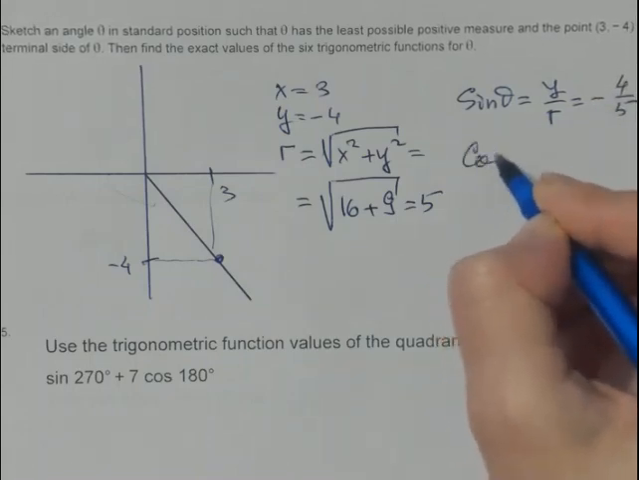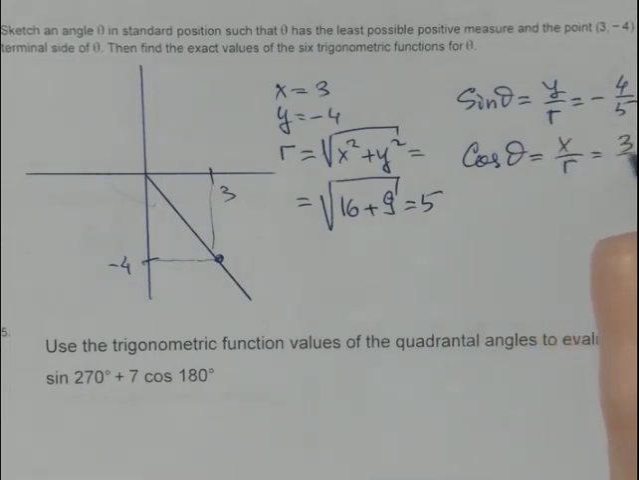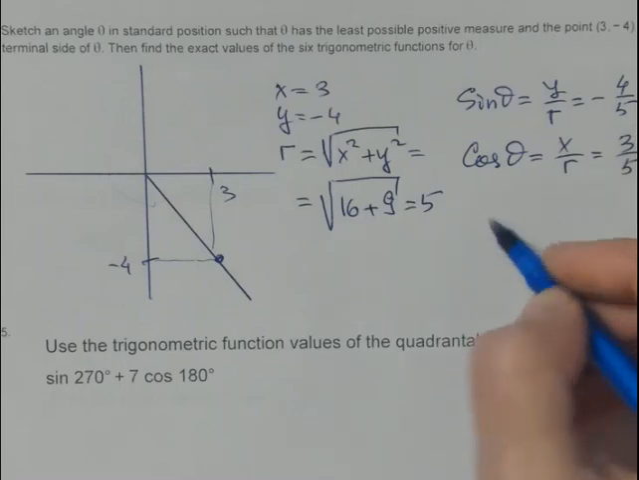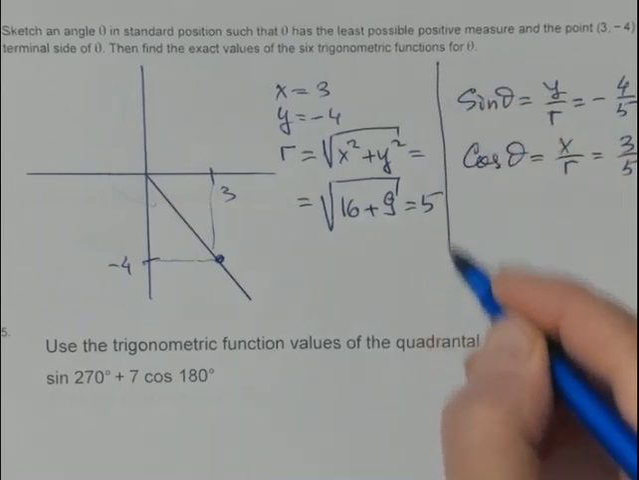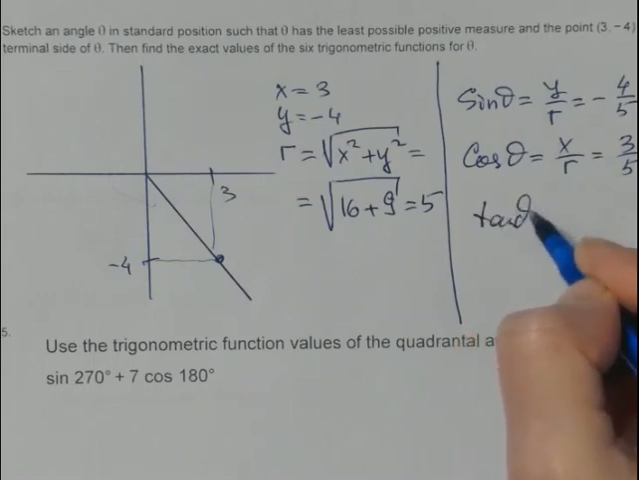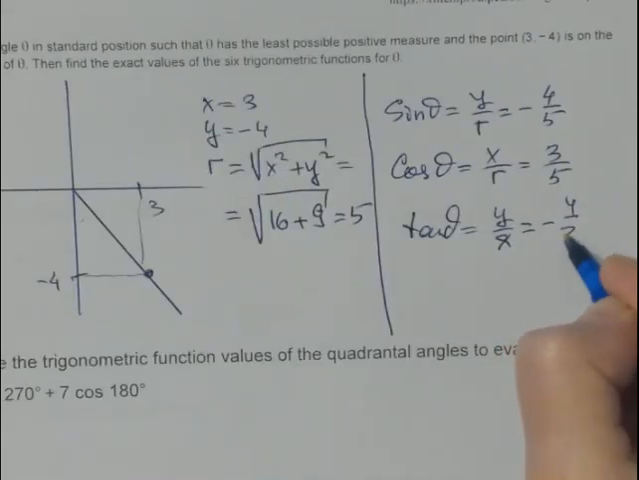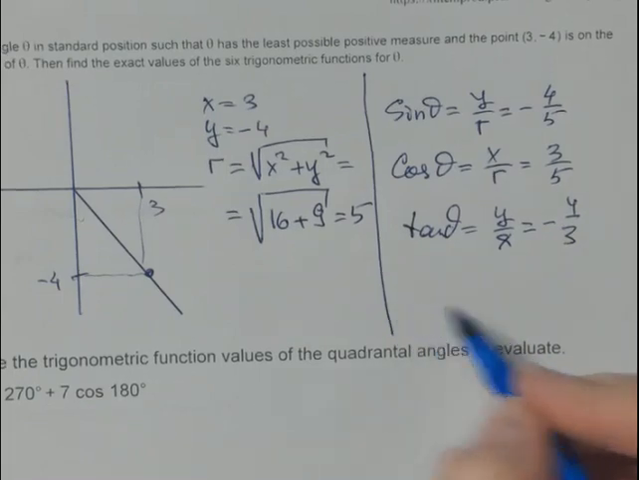Now we can write all the trig functions. Sine theta is y over r, -4/5. Cosine theta is x over r, 3/5. Of course, it is positive in the fourth quadrant. Tangent theta, y over x, -4/3, and so on.